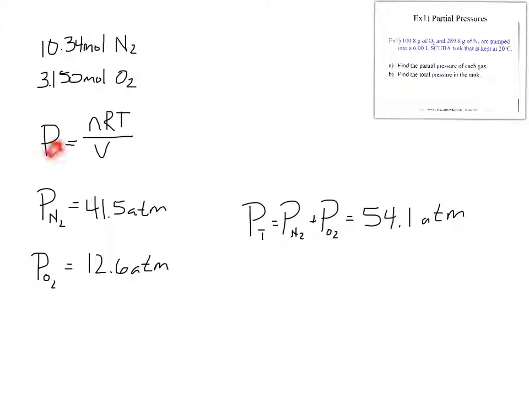And so when we plug that in, we find out that we have 41.5 atmospheres of nitrogen and 12.6 atmospheres of oxygen. And then the total pressure, according to Dalton's law, would just be the pressure of nitrogen plus the pressure of oxygen, which means it's 54.1 atmospheres total.